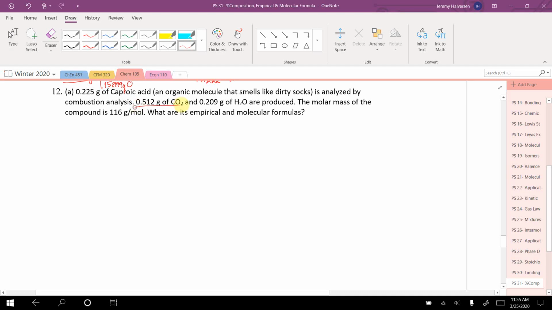Okay, so we're going to, again, use our amount of carbon dioxide to find how much carbon is in our molecule, and the amount of water to find how much hydrogen. The difference is going to be oxygen, and then we can find the empirical formula, and since we have the molecular mass, we can find the molecular formula. So we're going to carry out our decimals. Hopefully this one turns out better than our previous one.